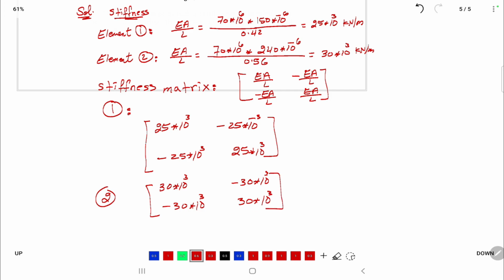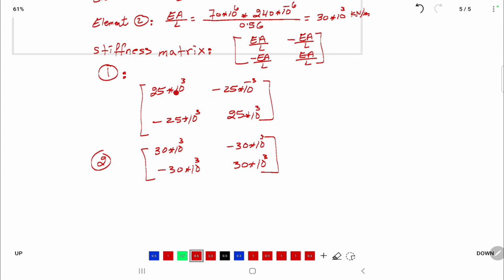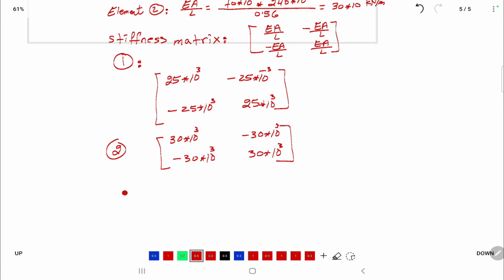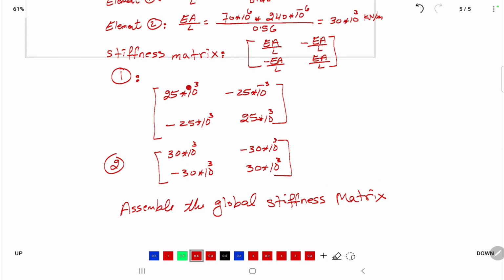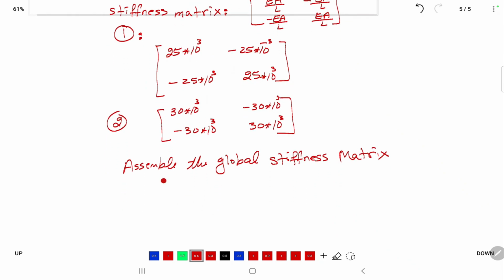Now, after I obtained the two stiffness matrices, I can assemble the global stiffness matrix, which is the combination between this one and this one. Now, if I do this, I will have the global stiffness matrix. It will be like this.